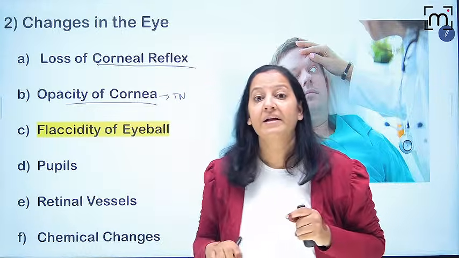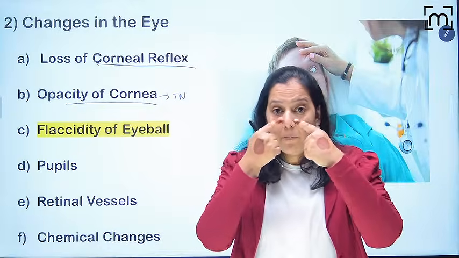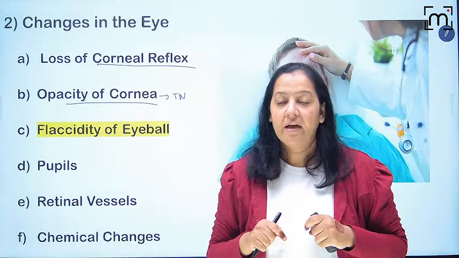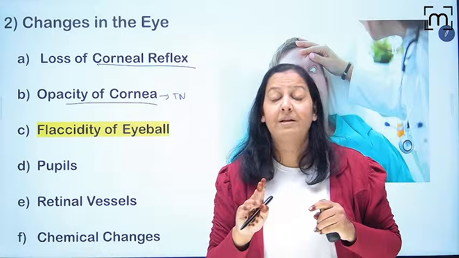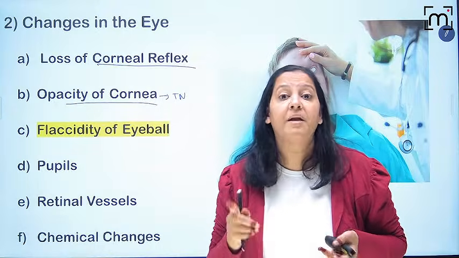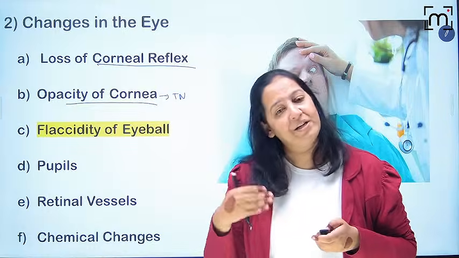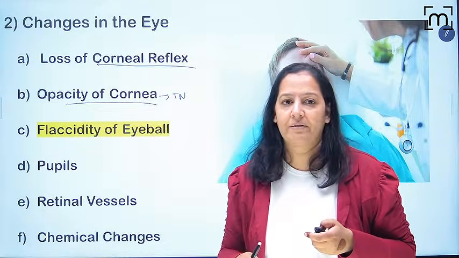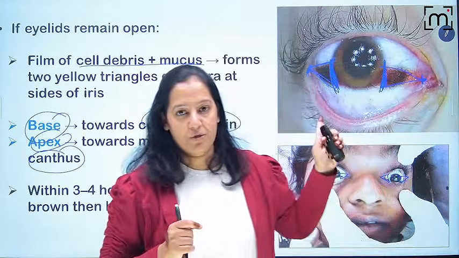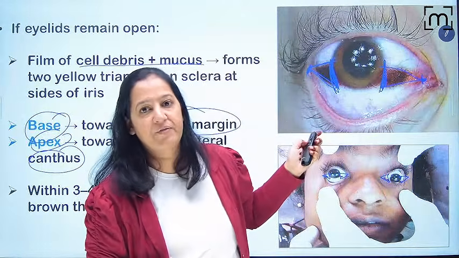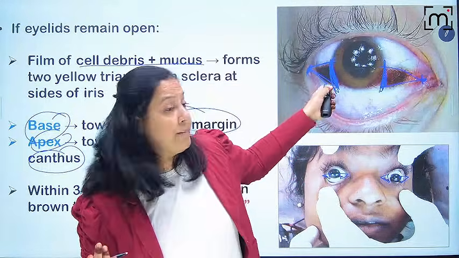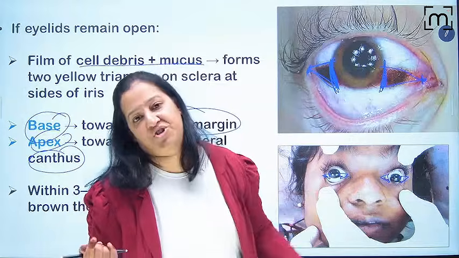What is tache noir? These are triangles formed at both ends of the eye, both canthi of the eye. Where is the apex? Where is the base? The triangles are made up of cell debris and mucus. What is the color? Initially yellow and later on red or black. Please see these images. You should be able to draw them in a university exam, and otherwise for MCQs, identify them in image-based questions.